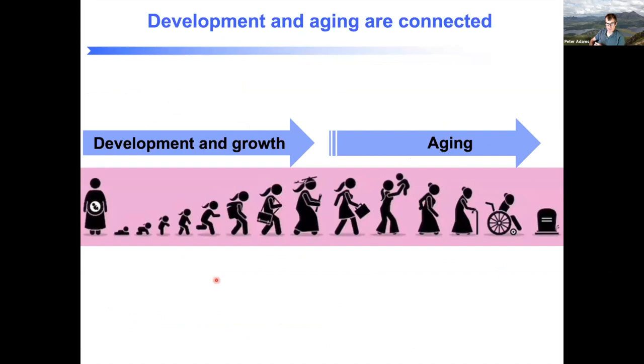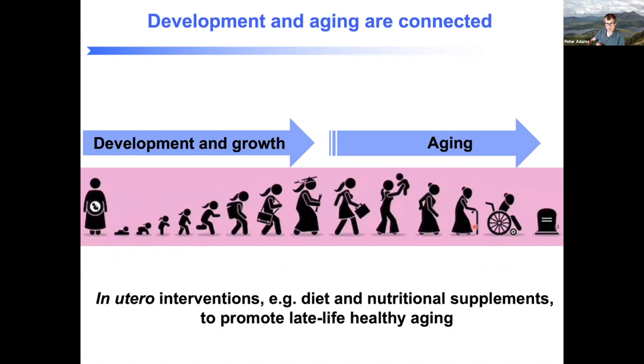Personally, I think that's an exciting possibility, because it raises the possibility that through, for example, dietary interventions at this point, we can impact on healthy aging 70 or 80 years later in that same person, which I think is quite an exciting possibility for healthy aging of populations. So that's my last slide.